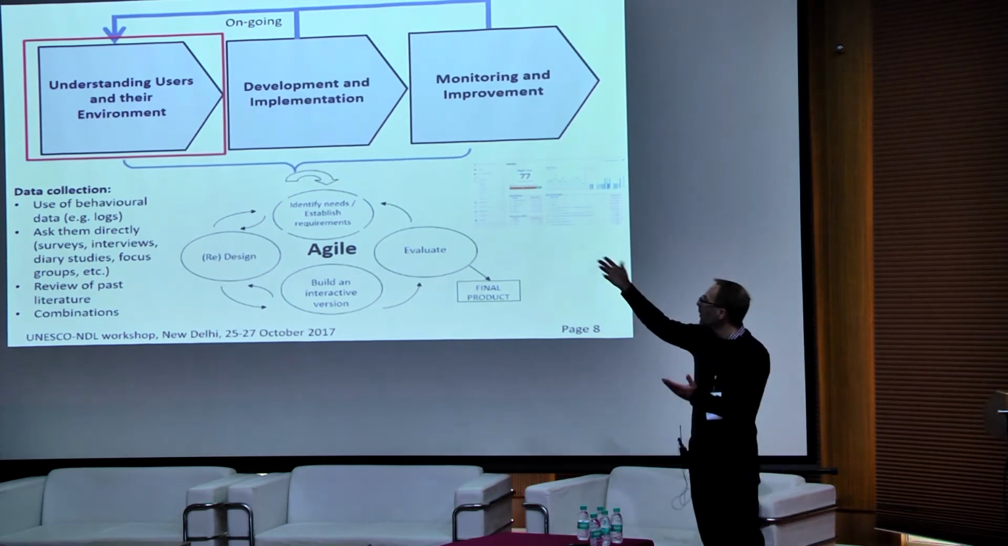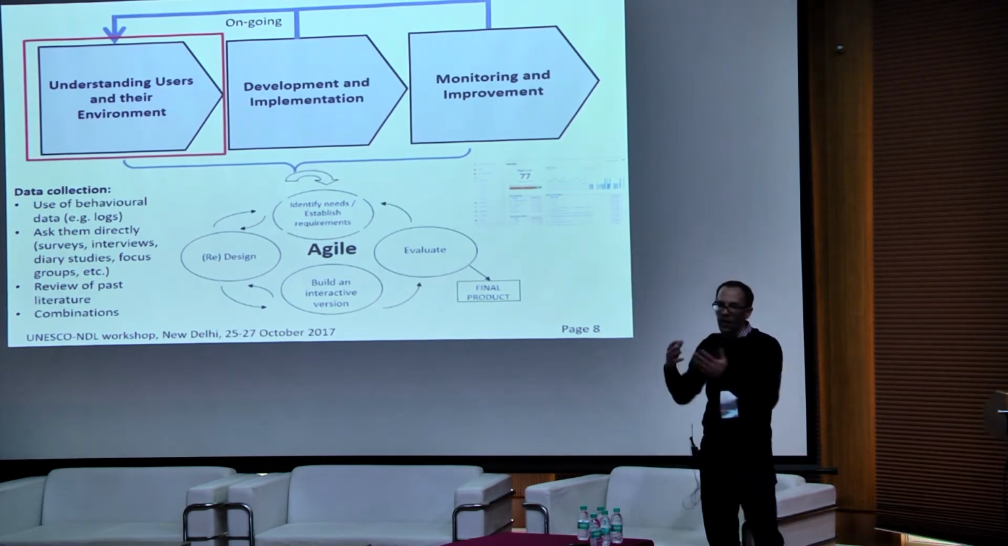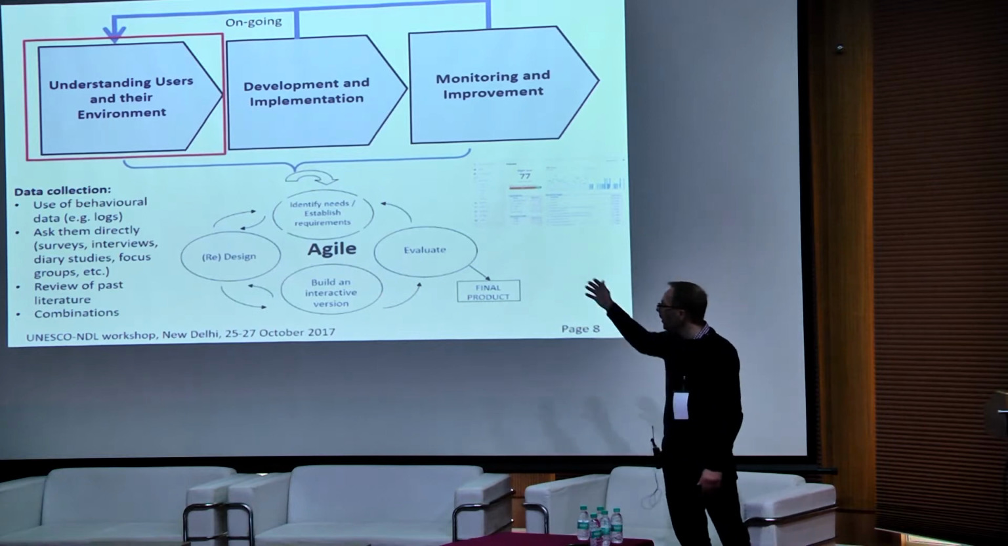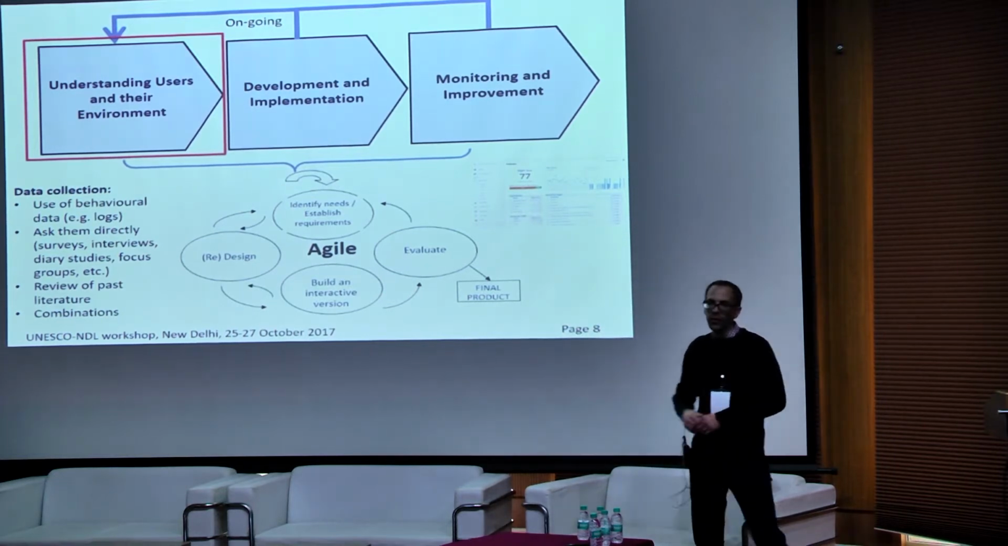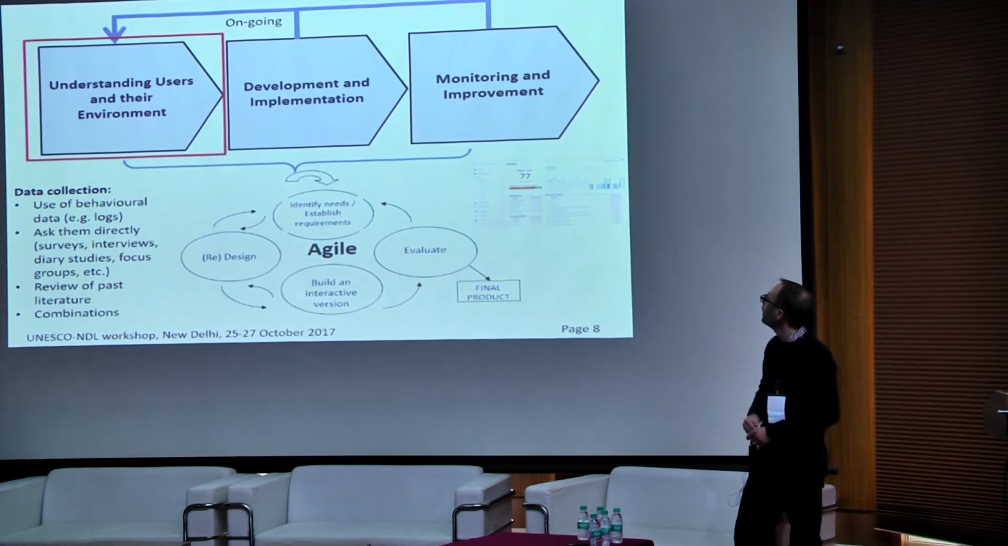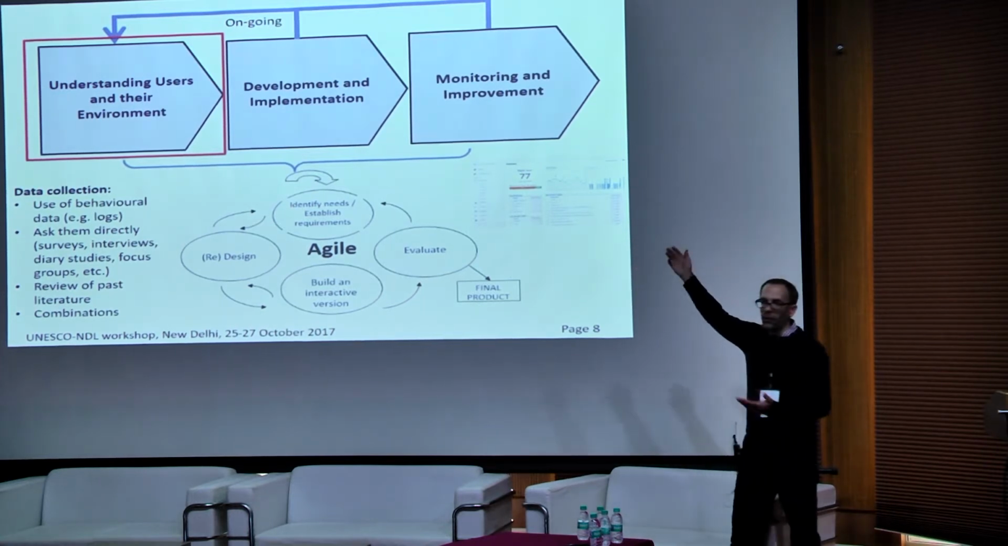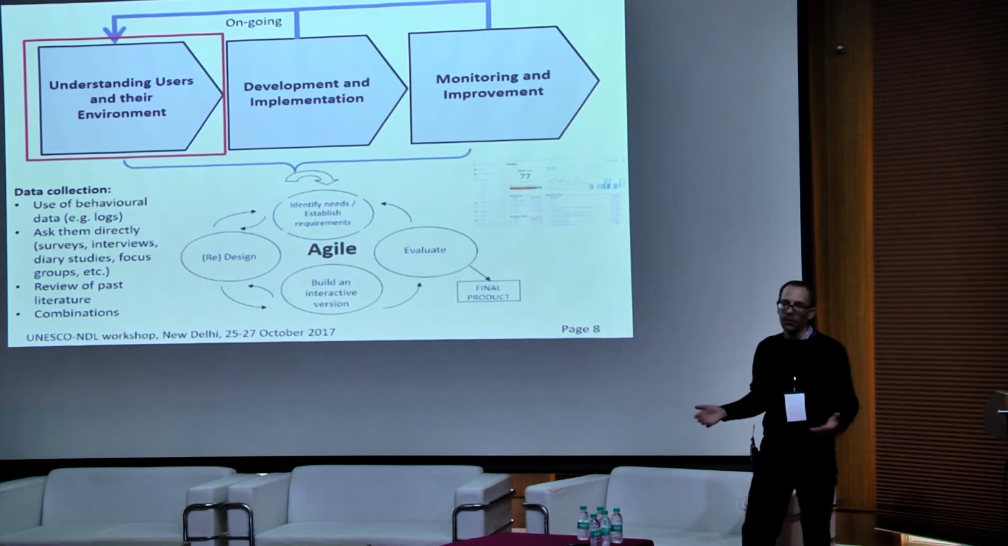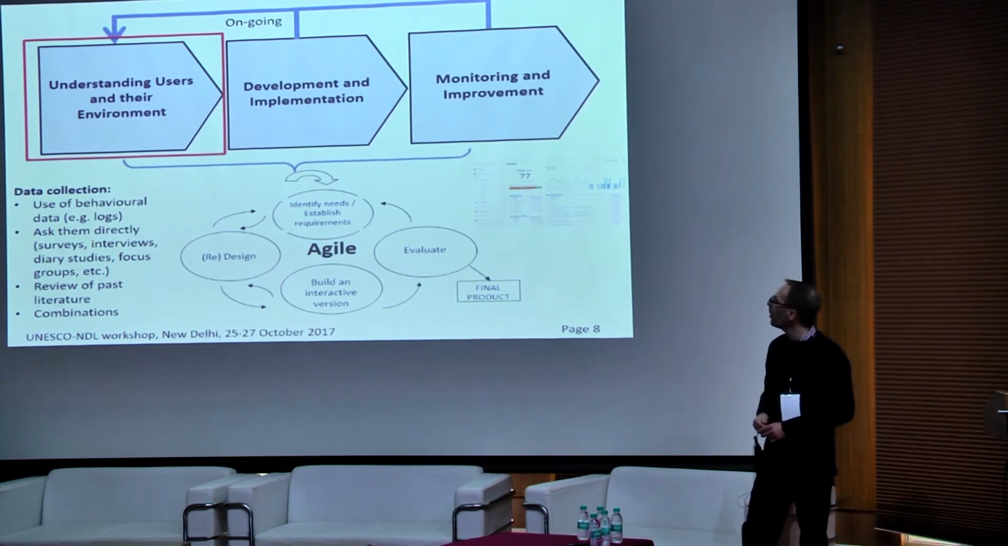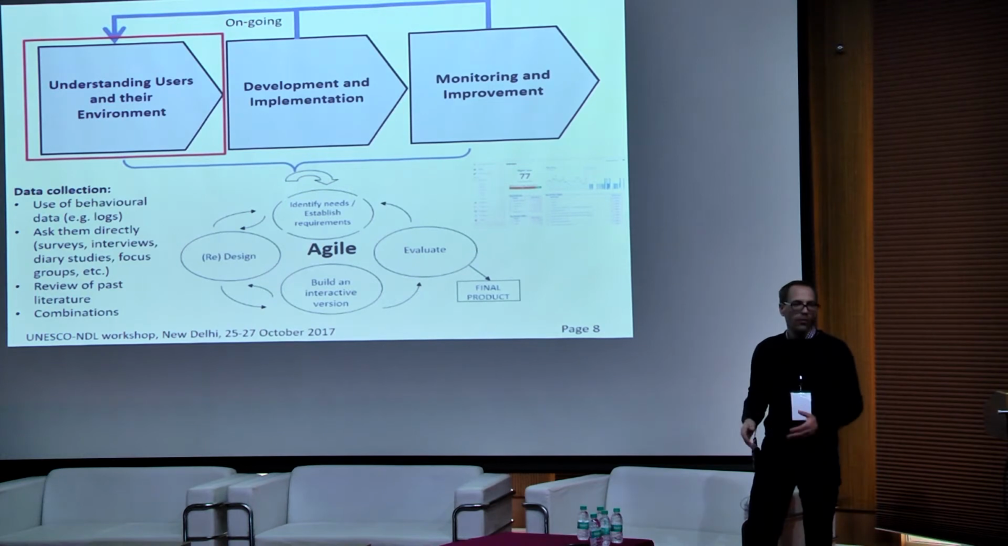But often you try to understand users and their environment, do your development and implementation, which might follow user-centered design such as this, which may also involve agile processes, sprints and the like. And then often a point that people perhaps forget is that once you've got a system that's live and running, like the National Digital Library of India, you'll want to do some kind of monitoring and improvement.